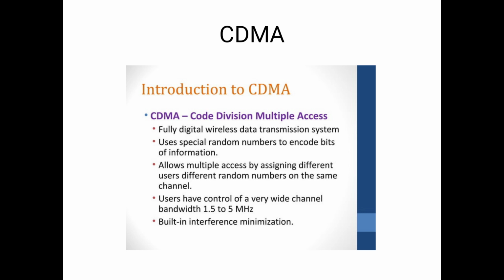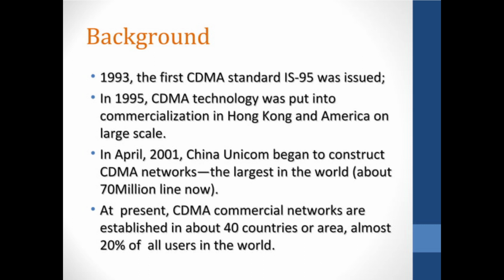What is CDMA? Fully digitalized wireless data transmission. It uses special random numbers to encode bits of information. It allows multiple access by assigning different users different random numbers on the same channel. Users have control over a wide variety of channel bandwidths, from 1.5 to 5 MHz. It has built-in interference minimization.